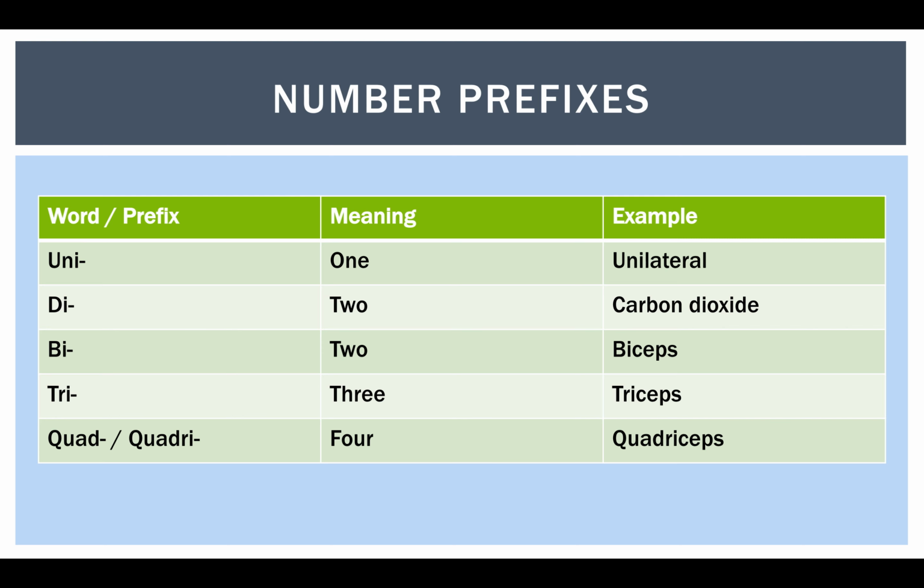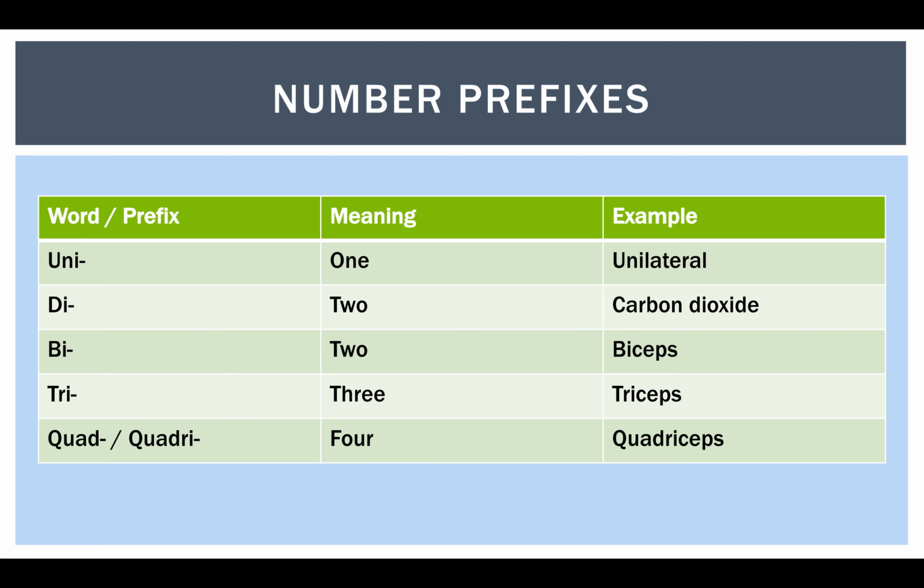Di and bi both mean two. I don't expect you to know which one to use in which circumstance without understanding the context, but you should know that whenever you see di or bi, it means two. So carbon dioxide has 2 oxygen atoms. A biceps muscle has 2 heads. Seps means head. Tri means 3. Therefore, your triceps has 3 heads.